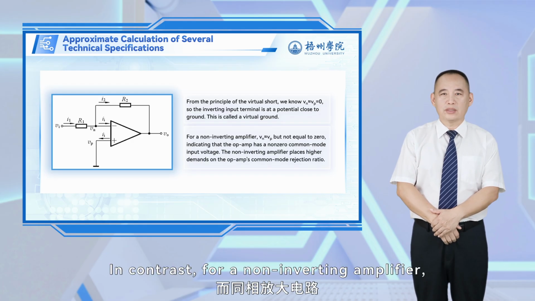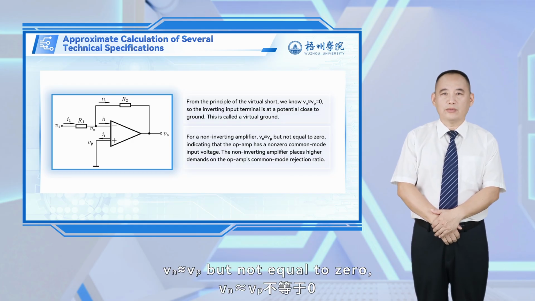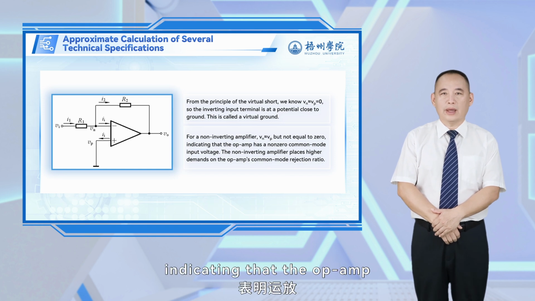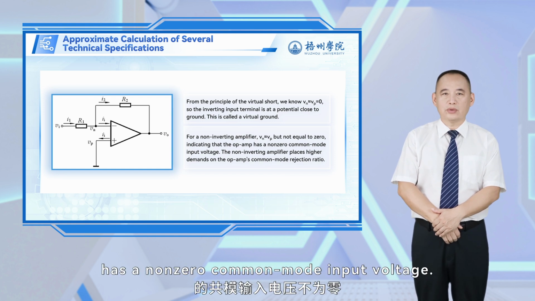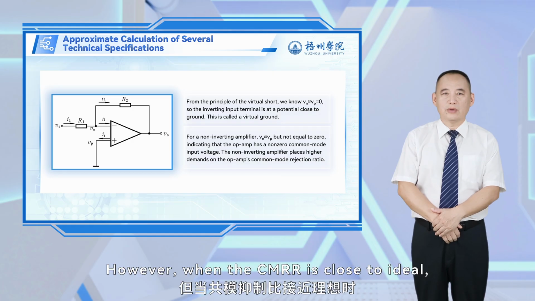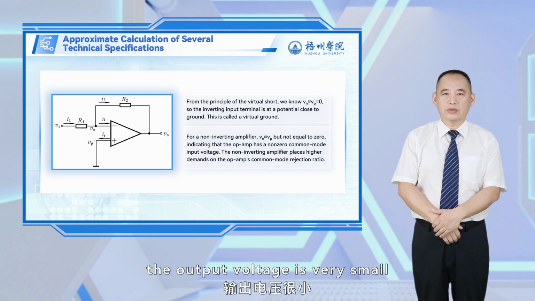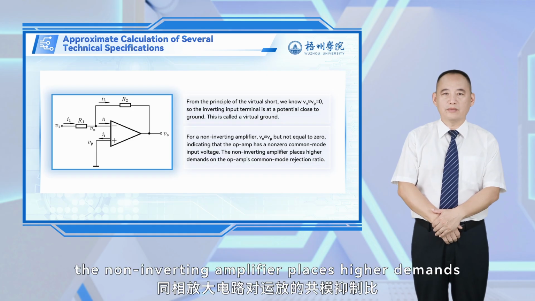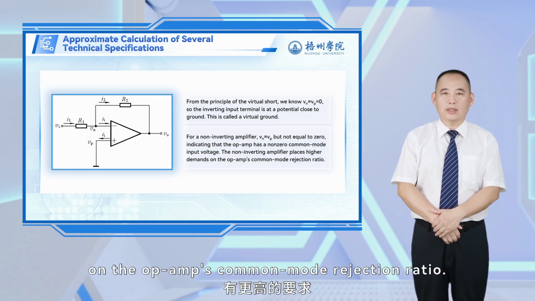In contrast, for a non-inverting amplifier, Vn is almost equal to Vp but not equal to 0, indicating that the op-amp has a non-zero common mode input voltage. However, when the CMRR is close to ideal, the output voltage is very small and can be neglected. In other words, the non-inverting amplifier places higher demands on the op-amp's common mode rejection ratio.